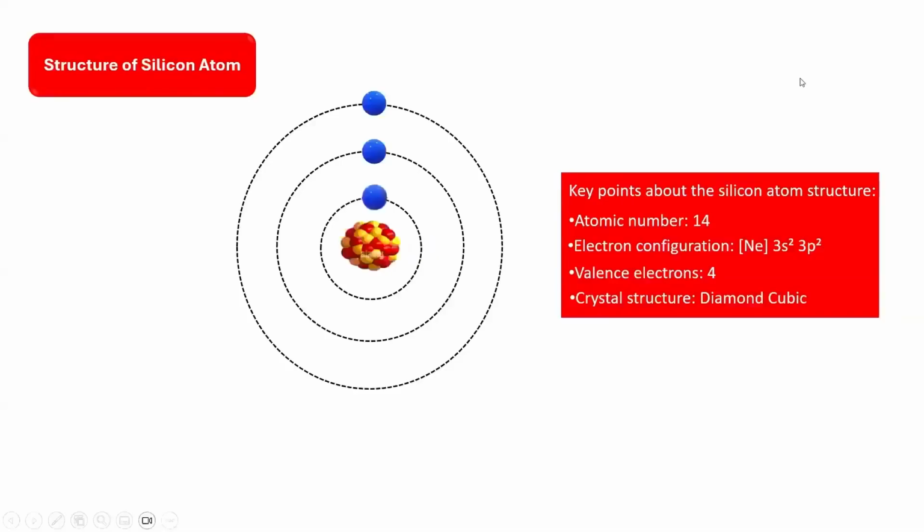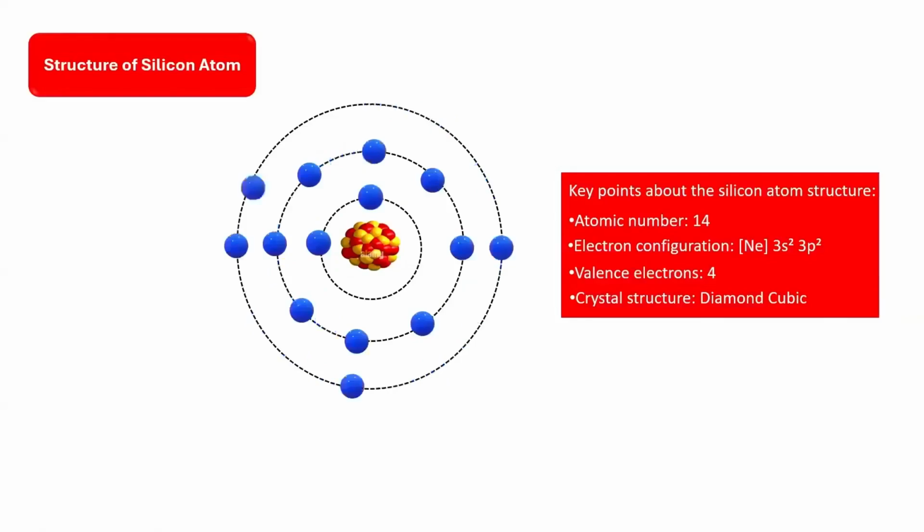In summary, a silicon atom has an atomic number of 14. Its electron configuration fills the 1s and 2p orbitals first, followed by the 3s orbital with 2 electrons, and then the remaining 2 electrons occupy the 3p orbital. There are 4 valence electrons in the outermost shell. Silicon has a diamond cubic crystal structure with a lattice parameter of 0.543 nanometers.